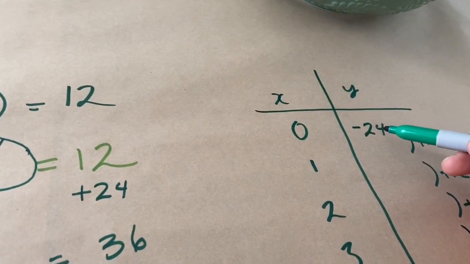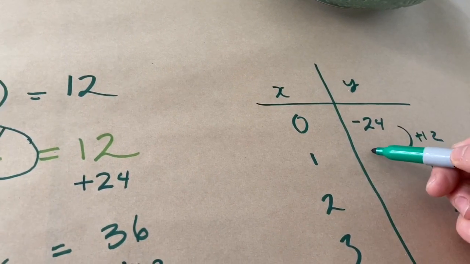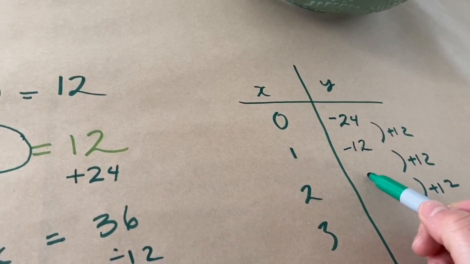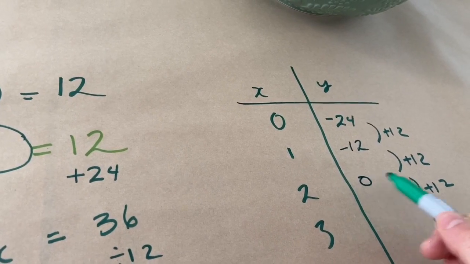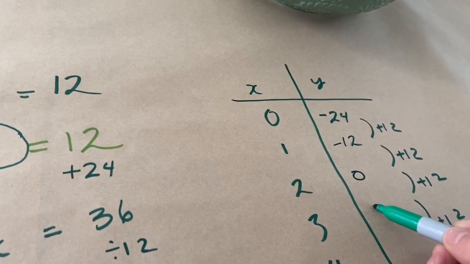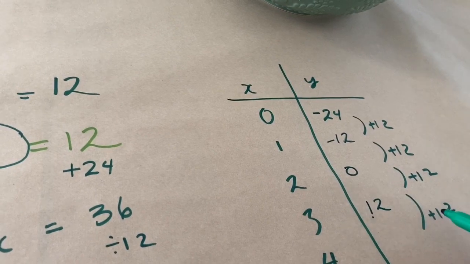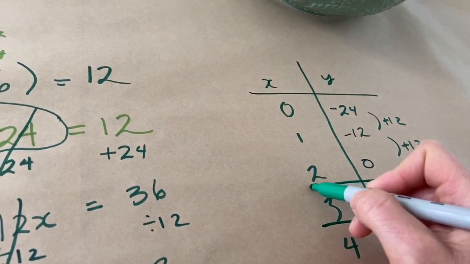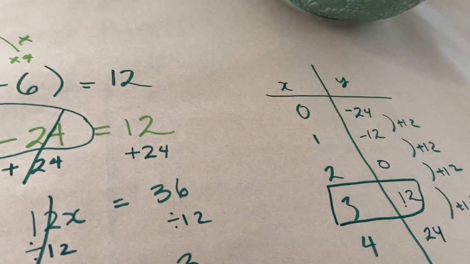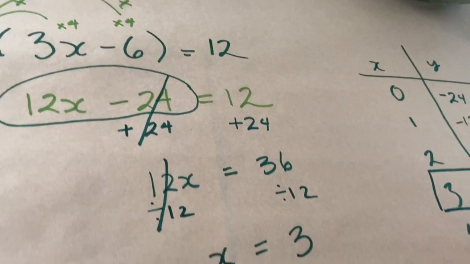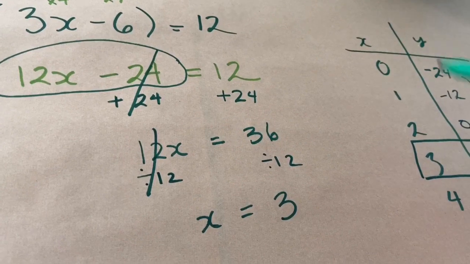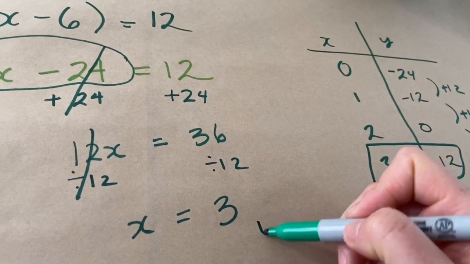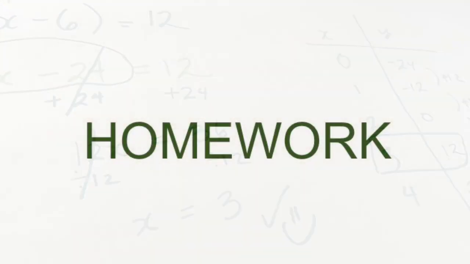So I start at negative 24, I add 12, which gives me negative 12. I'm at negative 12, I add another 12, I get 0. I'm at 0, I add another 12, I get 12. I'm at 12, I add 12, I get 24. I actually could have stopped right here. I didn't need to go up to x is equal to 4, because I can tell that by the time I get to x is equal to 3, my y is equal to 12. So this is the right answer.